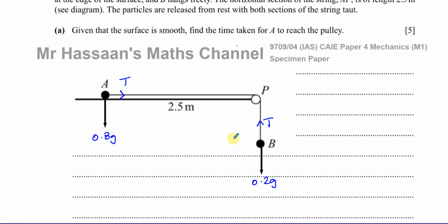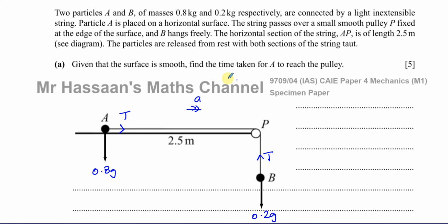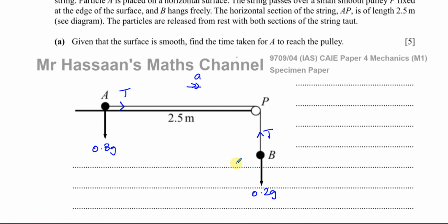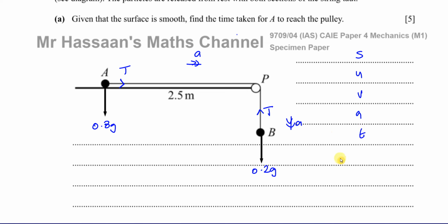Now it's going to accelerate in this direction once it's released, and we need to find the time it takes for A to reach the pulley. It's going to be a constant acceleration, so we can use the Suvat equations to find T. We have the displacement, how far they're going to move. We have the initial velocity. We don't have the final velocity. If we can find the acceleration, we can then find the time. So we need to find the acceleration. That's what we need to focus on.